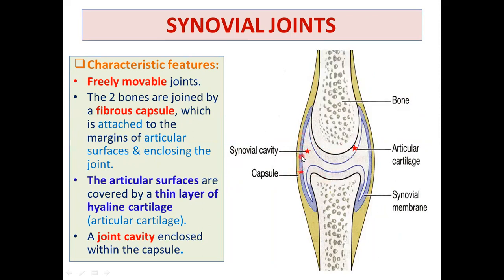And after this capsule, there are the margins of articular surfaces. These are enclosing the joint. The articular surfaces are covered by a thin layer of hyaline cartilage, which is articular cartilage. The joint cavity is enclosed and it has synovial fluid.